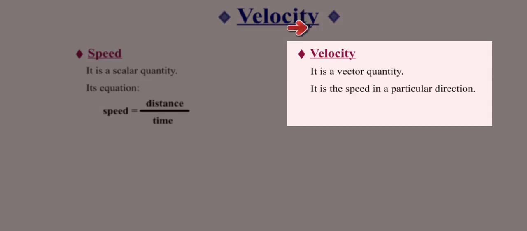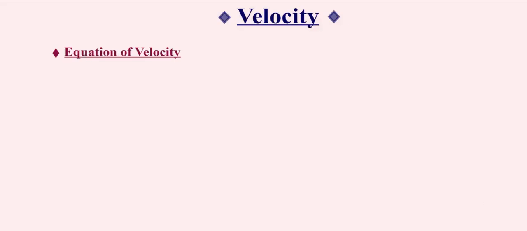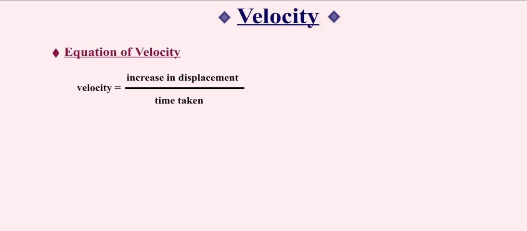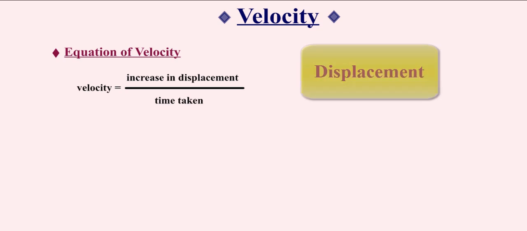Whereas the velocity is a vector quantity, it is the speed in a particular direction. So the main components of the velocity here are the speed and the direction. The speed has the same value of the actual speed in addition to the direction. Equation of velocity: velocity equals increase in displacement over time taken.